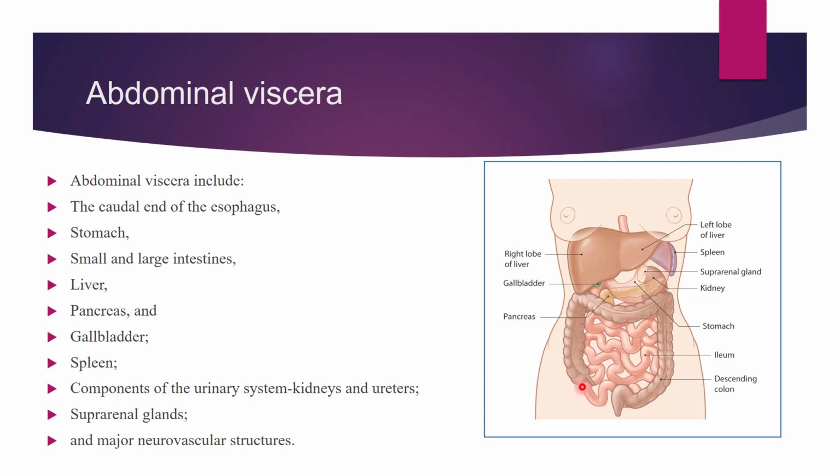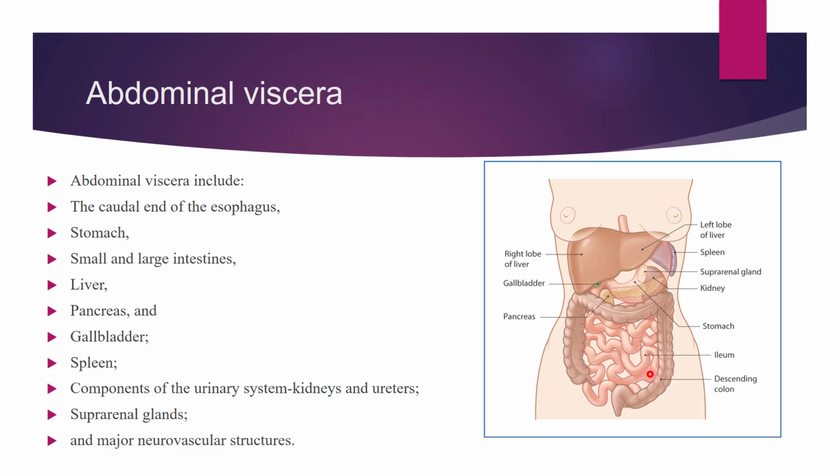Then it is continuous with the large intestine. This is the large intestine. This is the ascending colon. Then there is the transverse colon, then the descending colon, then the sigmoid colon, and the rectum and anus. Okay, so these are the parts of the gastrointestinal tract which are present in the abdominal cavity.